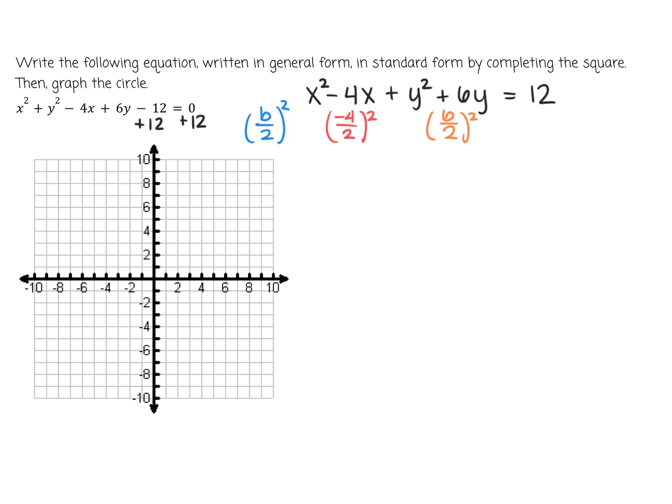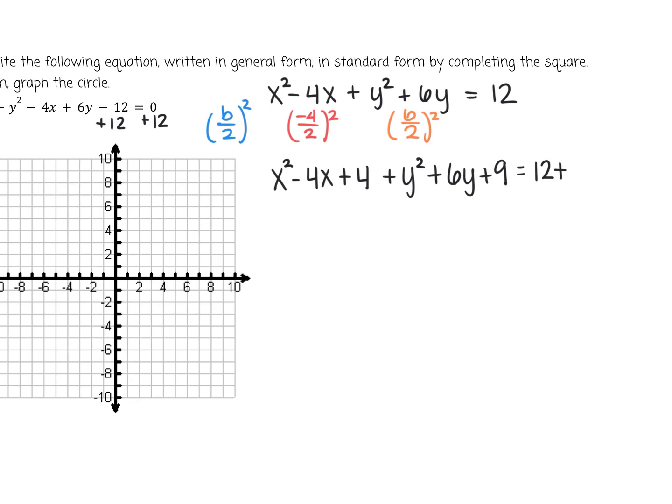And just like when we were doing completing the square, if I add that value onto my left side, so x squared minus 4x plus 4, because negative 4 divided by 2 is negative 2, and negative 2 squared is 4, and I add my 9 to the y squared plus 6y, I also have to add it to my other side. So my other side has to be 12 plus 4 plus 9.